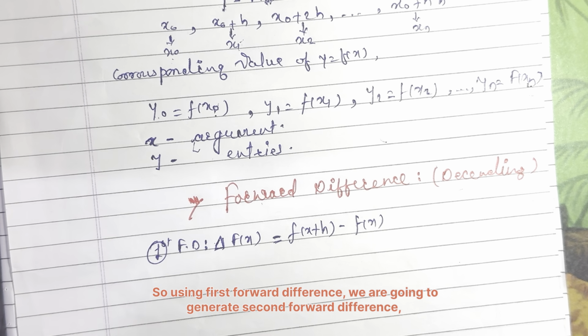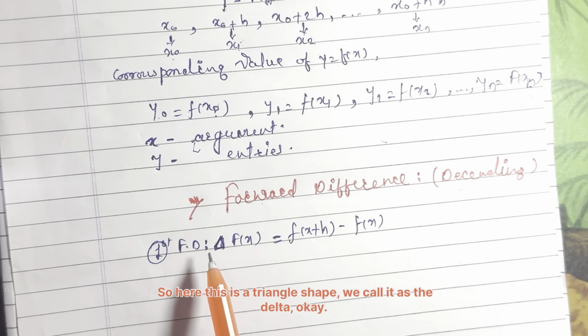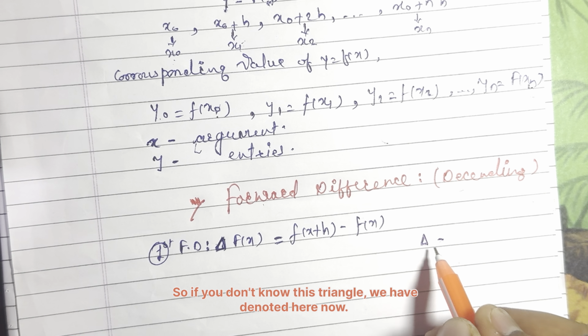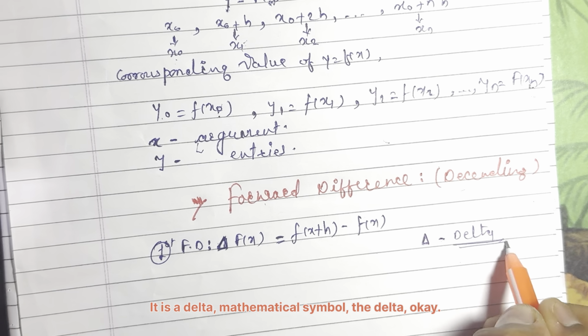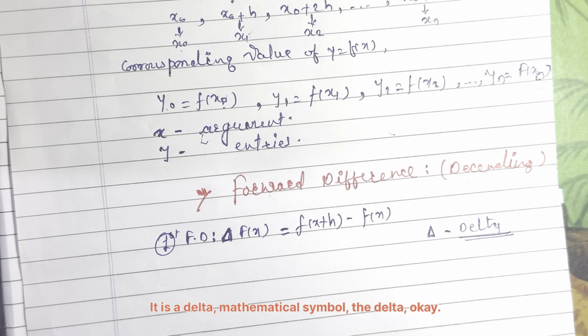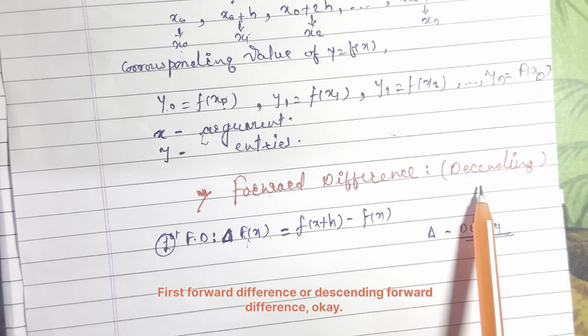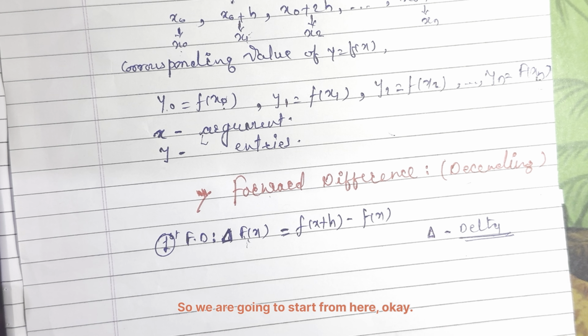Using the first forward difference, we are going to generate the second forward difference, third forward difference, or nth forward difference. This triangle shape we call delta. If you don't know this triangle, it is called delta, a mathematical symbol. So this is called the first forward difference, or descending forward difference. We are going to start from here.